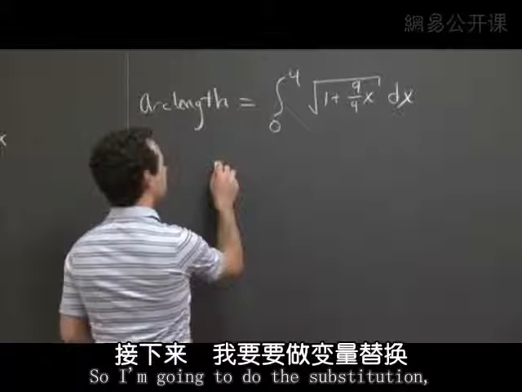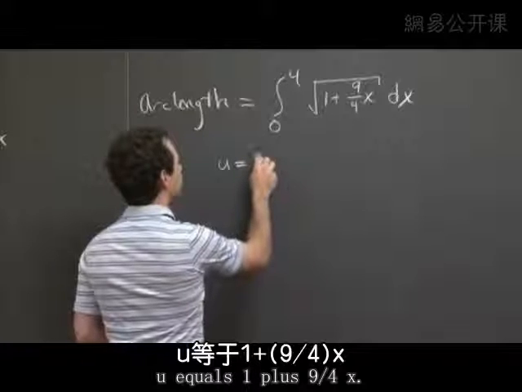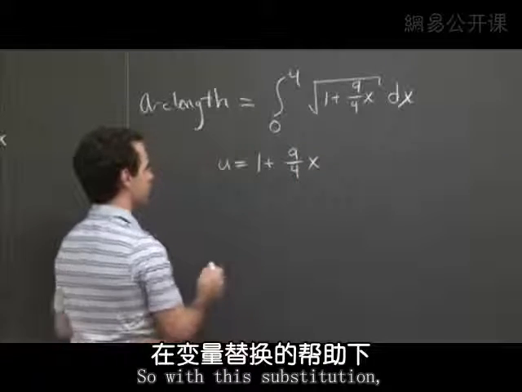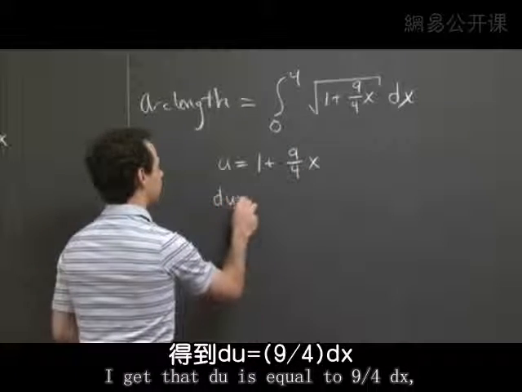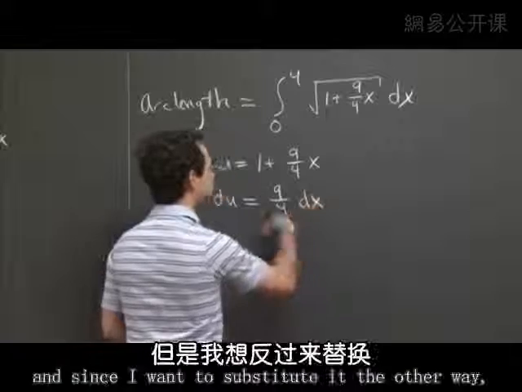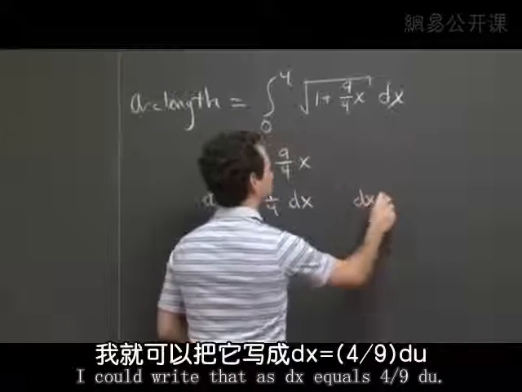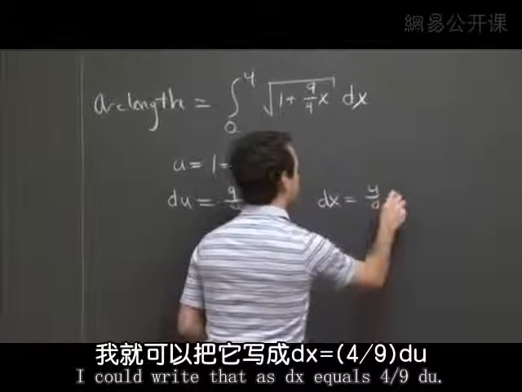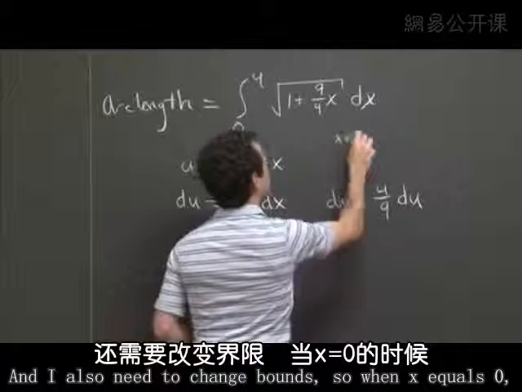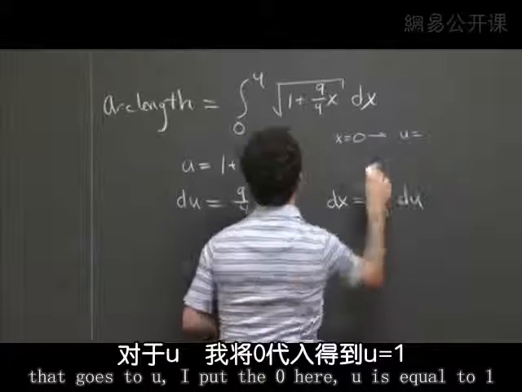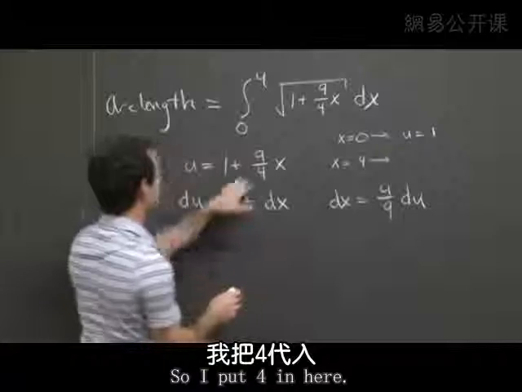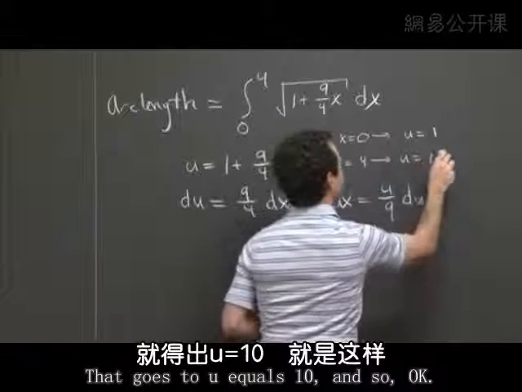I'm going to do the substitution u equals 1 plus 9/4 x. With this substitution, I get that du is equal to 9/4 dx. Since I want to substitute the other way, I can write that as dx equals 4/9 du. I also need to change bounds. When x equals 0, I put 0 in here and u is equal to 1. When x is equal to 4, I put 4 in here, and that goes to u equals 10.